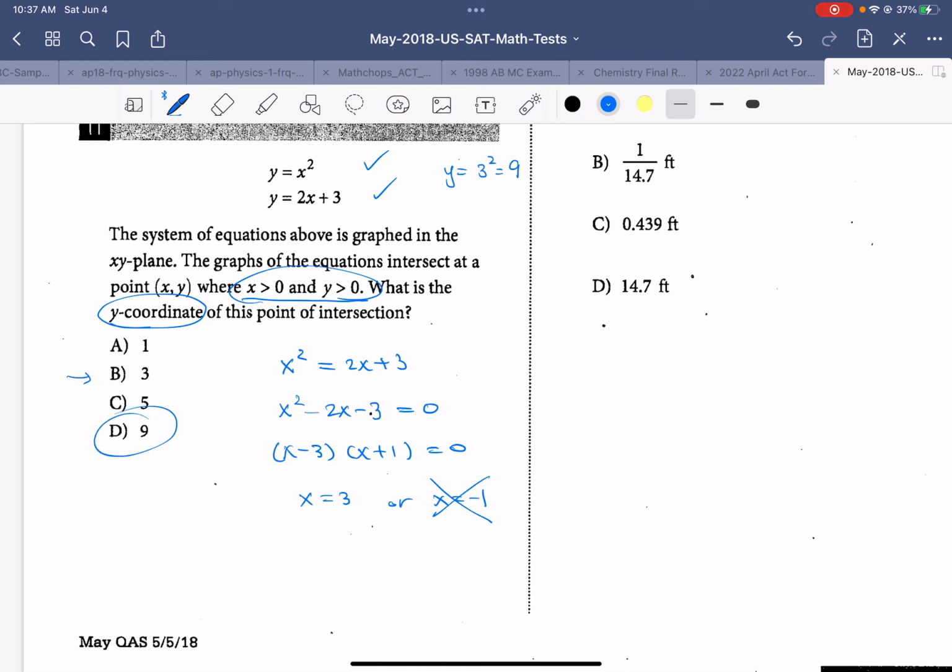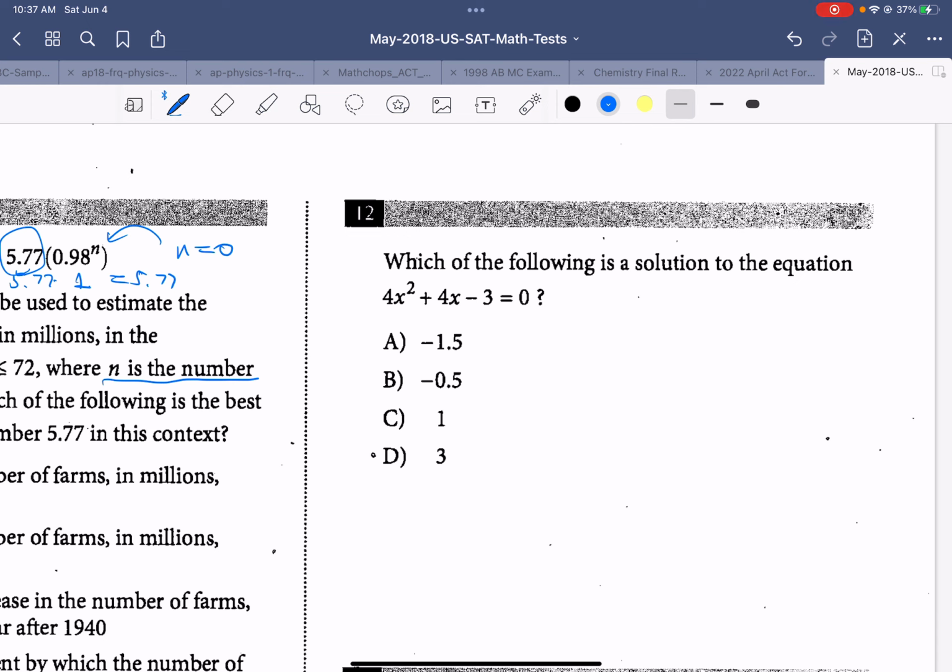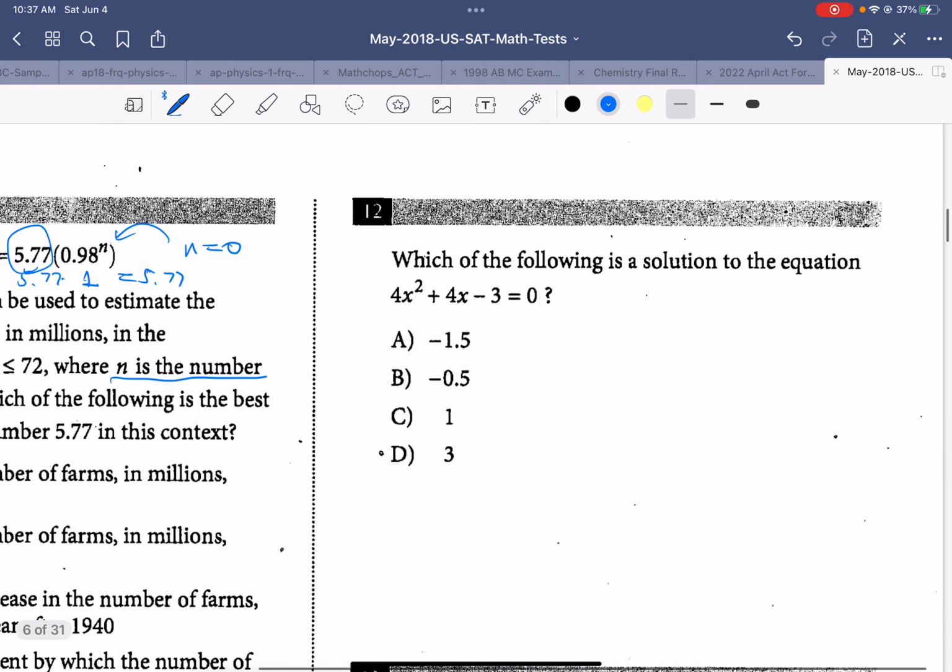Number 12, which of the following is a solution of the equation? So this is again a quadratic equation. So you can either factor, use the quadratic formula, or complete the square. So let's see if it's factorable or not. So 2x, and this one 3, 1. And then to make it 4x, this one should be plus and this one minus. Then you see that when you multiply it out, that's a negative 2x and outside 6x. So when you add 6x plus negative 2x, it will be 4x. So it is factorable.